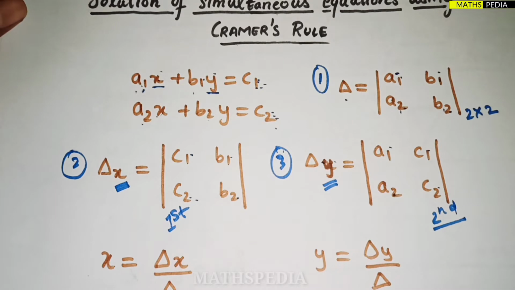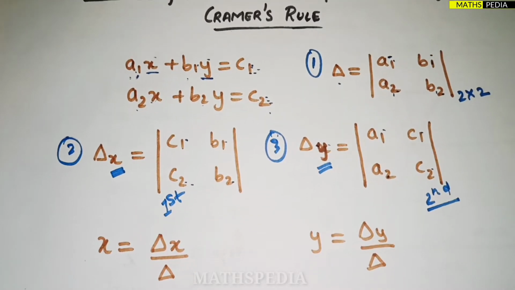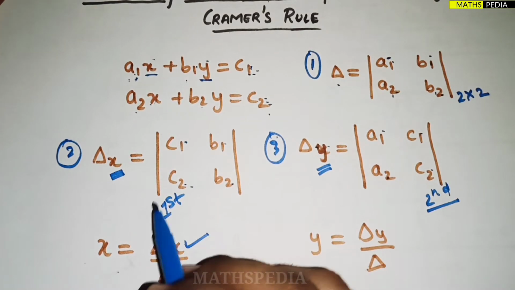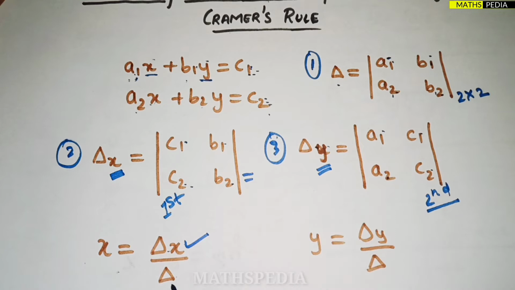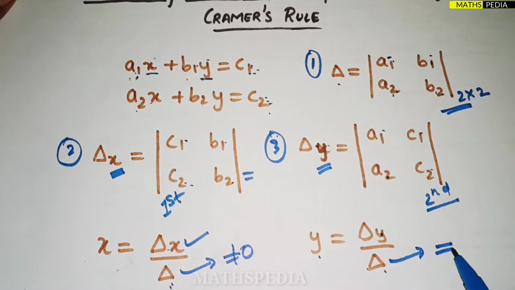Now our intention is to find the x value as well as the y value. For that, you can see over here the formula is x equals delta x by delta. Delta x is this value divided by the delta value, and for y, it is delta y by delta. So this is how we find x as well as y. Remember, the delta value should not be equal to 0 as it is in the denominator. So these are the 4 steps you can consider.